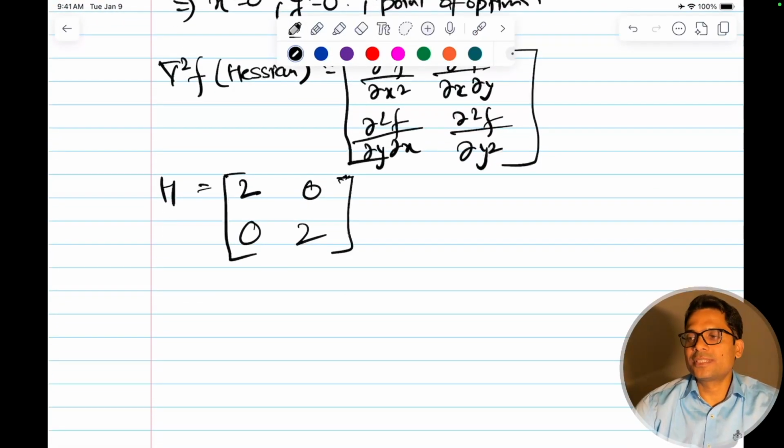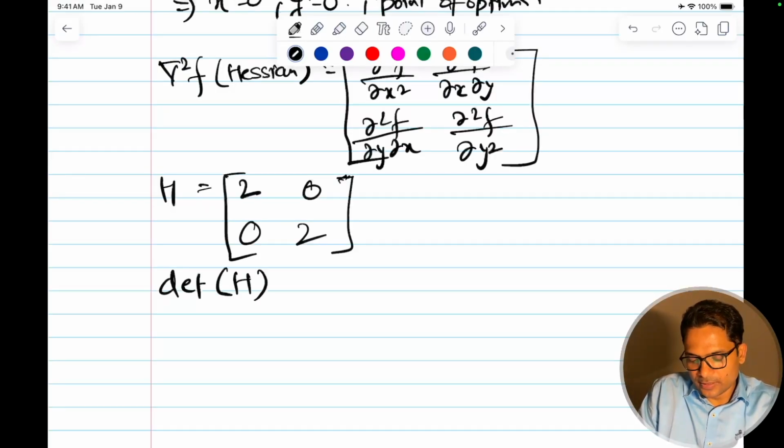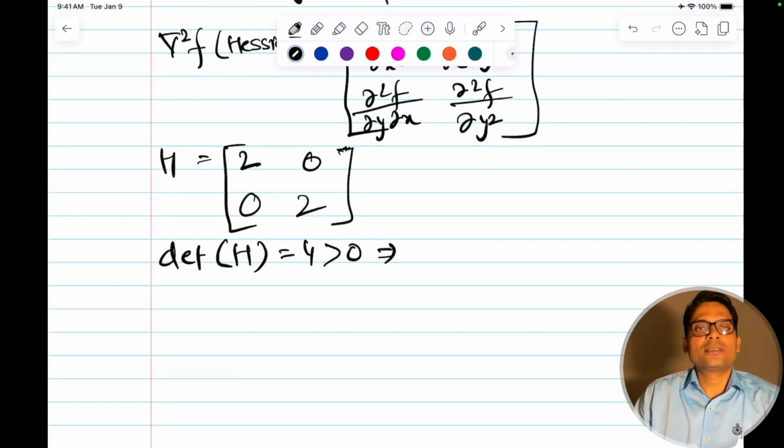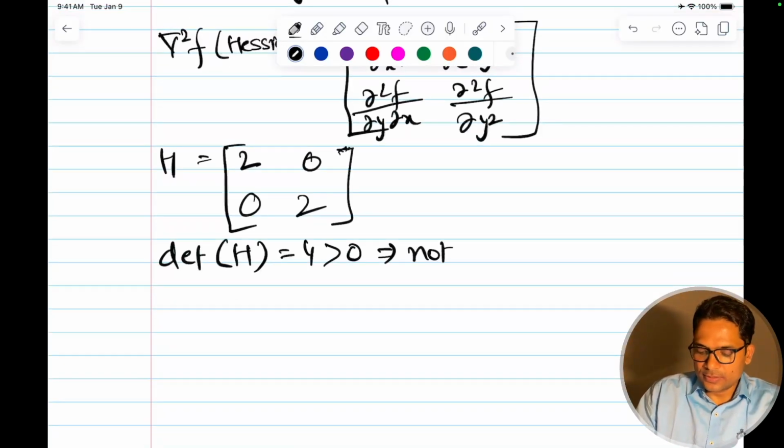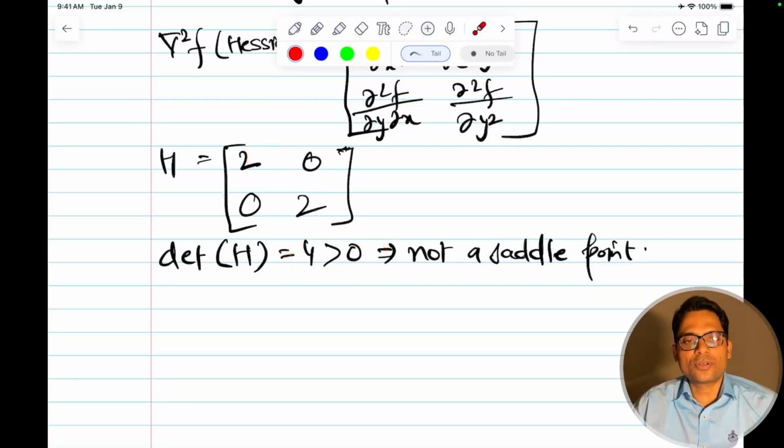Okay, and if you see this, the determinant of the Hessian is equal to 4, which is greater than 0. The Hessian is checked to see whether a critical point is a saddle point or not. If the determinant is greater than 0, this is not a saddle point, this is a point of maxima or minima. Okay, and let's see which it is.